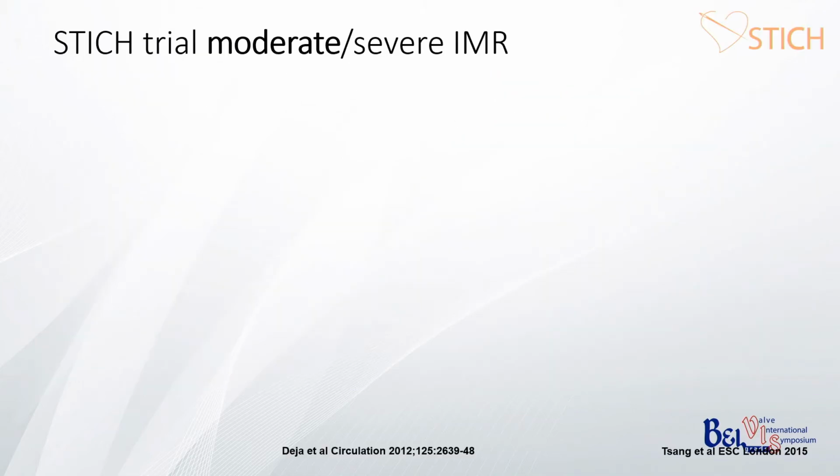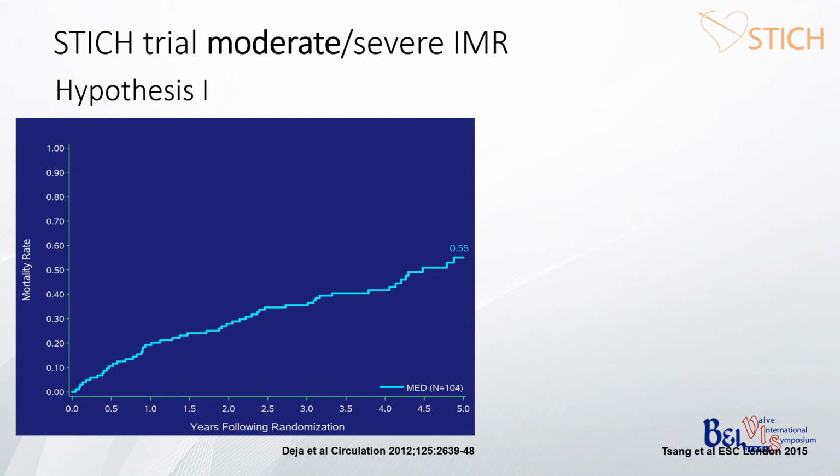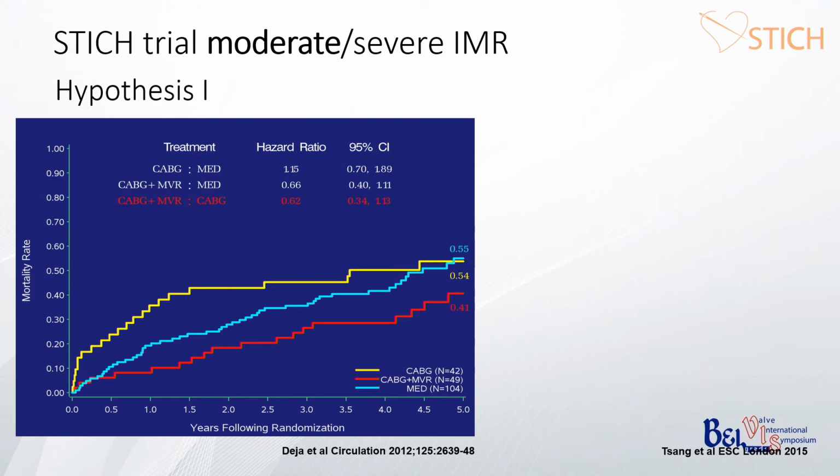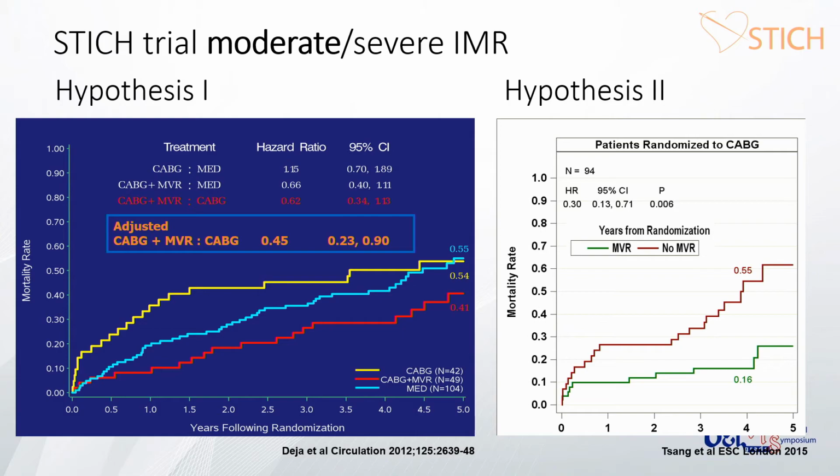It completely ignores data from the STICH trial that were on moderate and severe, but I remind you that 90% of them were really moderate, not severe. And in this data, this was the survival for medically treated patients, CABG patients, and this was the survival for the patients with the mitral valve repair. And this was statistically significant, and actually the same was shown in so-called hypothesis 2, comparing only surgical patients, again adding mitral valve repair to these patients improved the survival.